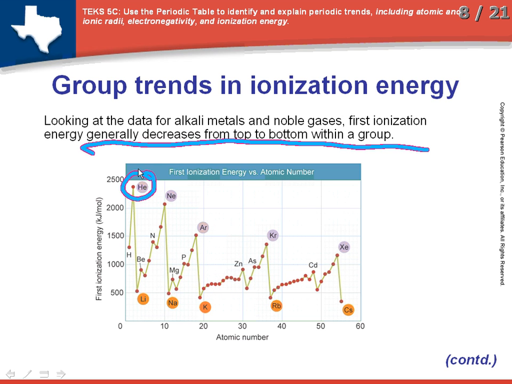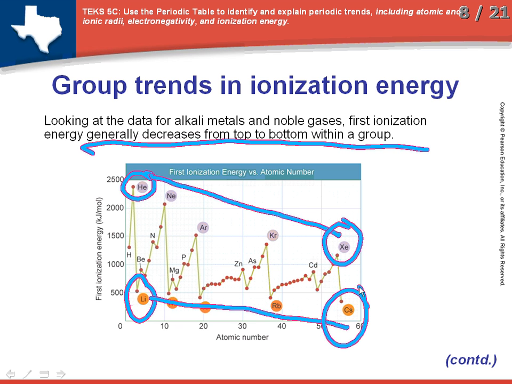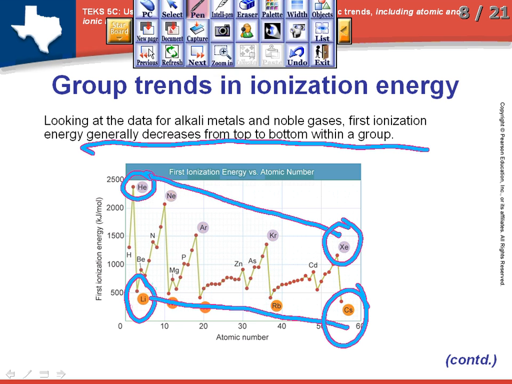Notice, the top of group 8 is helium and it goes down to xenon. The top of group 1 is lithium and it goes down to cesium. So it decreases from top to bottom.